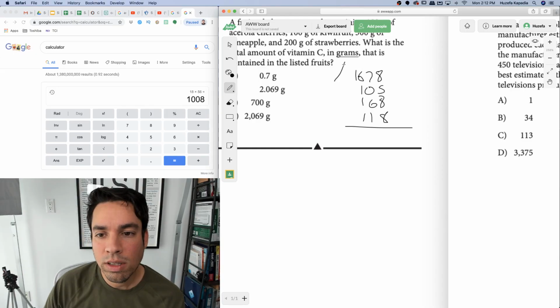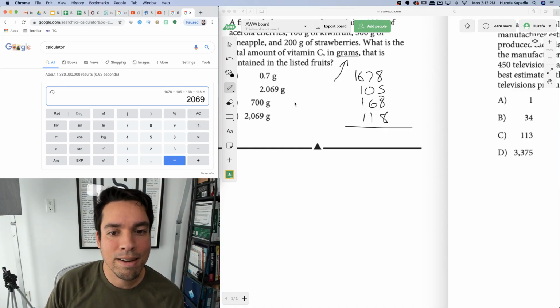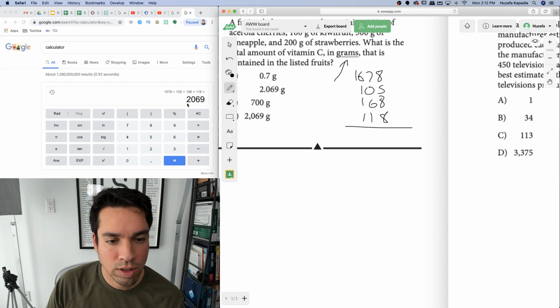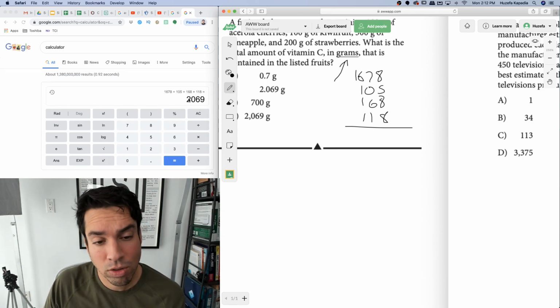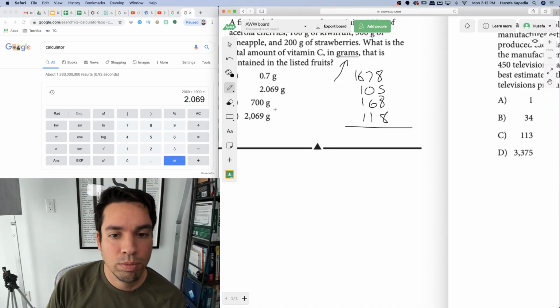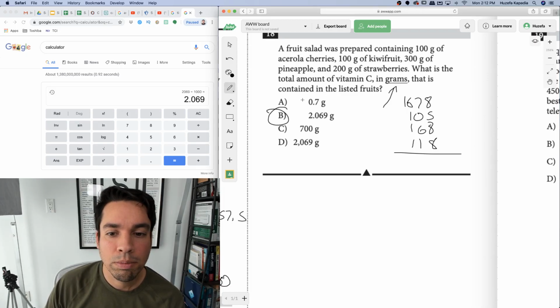And they want this in grams, and remember, that is in milligrams. So first I'm going to add these up. Let's just use the calculator. That's 2,069. But if I want it in grams, if that's milligrams, there's 1,000 milligrams in a gram. Basically, I'm dividing by 1,000, and it's 2.069 grams. Boom, done.